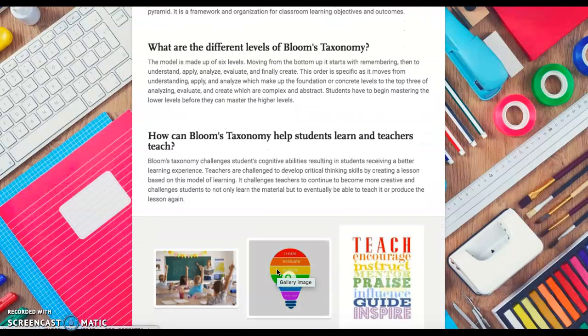What are the different levels of Bloom's taxonomy? This model was made up of 6 levels, moving from the bottom up. It starts with remembering, then to understand, apply, analyze, evaluate, and finally create. This order is specific as it moves from understanding, apply, and analyze, which make up the foundation or concrete levels, to the top 3 of analyzing, evaluate, and create, which are complex and abstract. Students have to begin mastering the lower levels before they can master the higher levels.